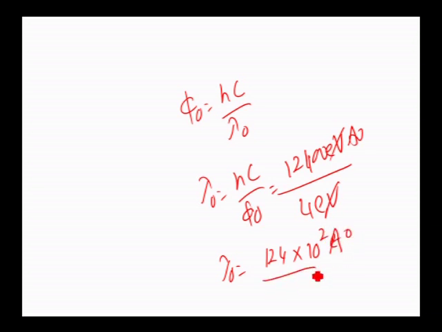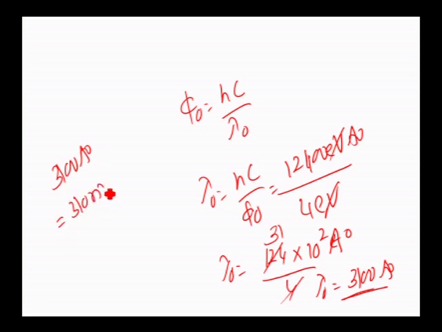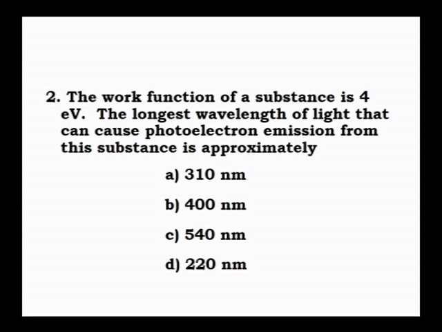Angstrom divided by 4, approximately 4 ones are 4, 3s are 31. Therefore, lambda naught will be 3100 angstrom. Just remember 3100 angstrom. Okay, 3100 angstrom is nothing but 310 nanometer. Therefore, the answer is 310 nanometer. Therefore, again second option, clear.